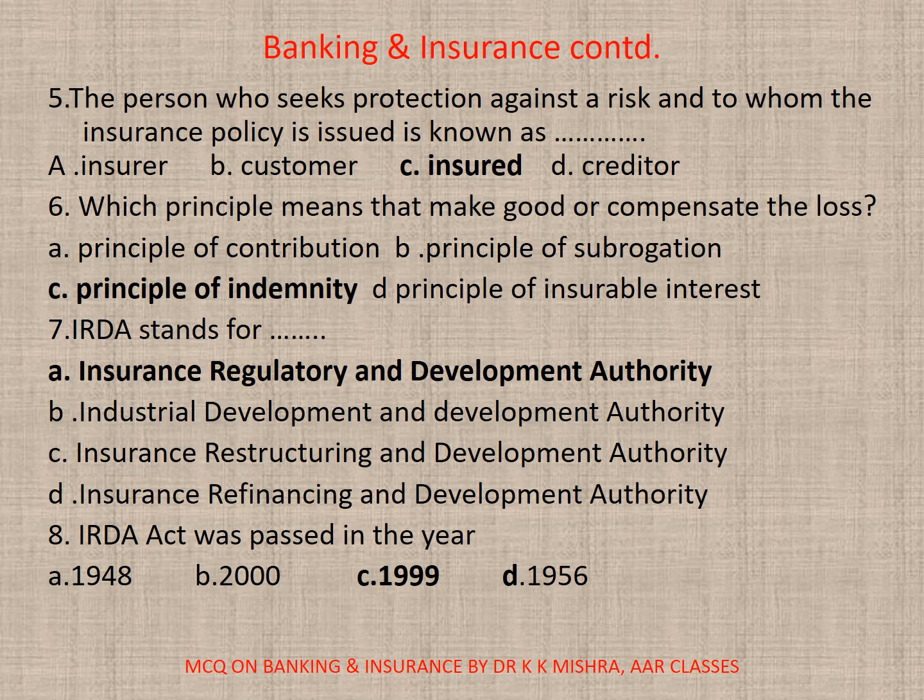5. The person who seeks protection against a risk and to whom the insurance policy is issued is known as dash. A. Insurer, B. Customer, C. Insured, D. Creditor. Correct option is C. Insured. 6. Which principle means that make good or compensate the loss? A. Principle of contribution, B. Principle of subrogation, C. Principle of indemnity, D. Principle of insurable interest. Correct option is C.